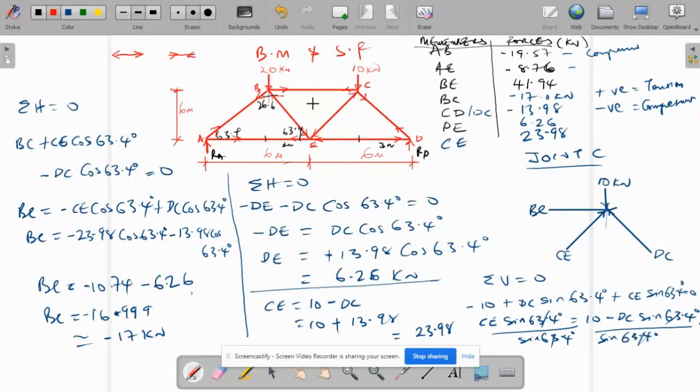So with this, we've been able to get all the axial forces acting on this truss. You can see the members AB, AE, BE, BC, and CD or DC, whichever one, then DE and CE. So we have 8 members here, and these are the axial forces acting on the members.